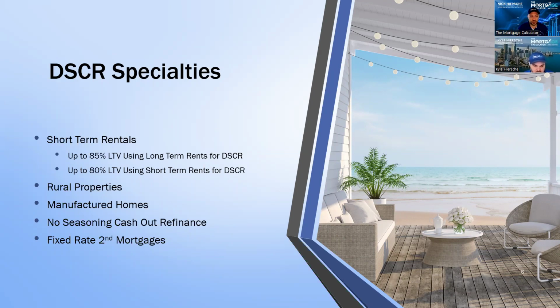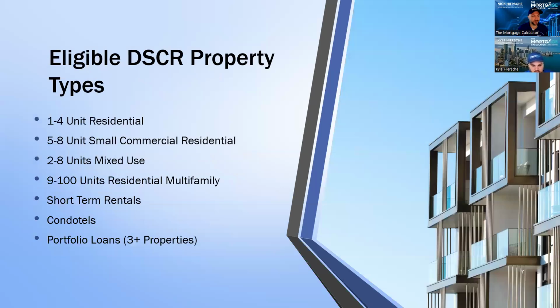Rural properties, not a lot of programs allow it. We do have a few that do. Manufactured homes, not a lot of programs allow it. We do have a few that do. And no seasoning cash out refinance. Again, not a lot of programs allow it, but we do have a couple options for our investors out there. And fixed rate second mortgages, I mentioned it before, definitely a popular item. If you don't understand it, check out some of our episodes, like this morning, we did an episode on it. Definitely a great tool for our investors out there.